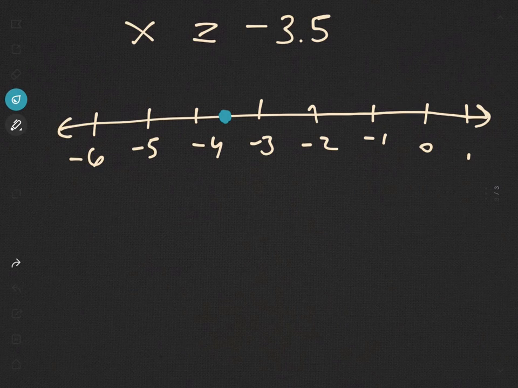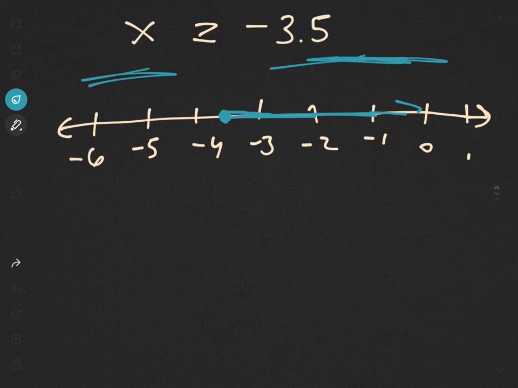So I fill in the circle, and I know that x has to be greater than or equal to negative 3.5. So would that be this side over here or this side over here? Well, all the values of x that are greater than or equal to negative 3.5 are on this side of the number line. So for that reason, I'm going to make my arrow like this to show that all the values of x to the right side of this number line are a possible solution set.